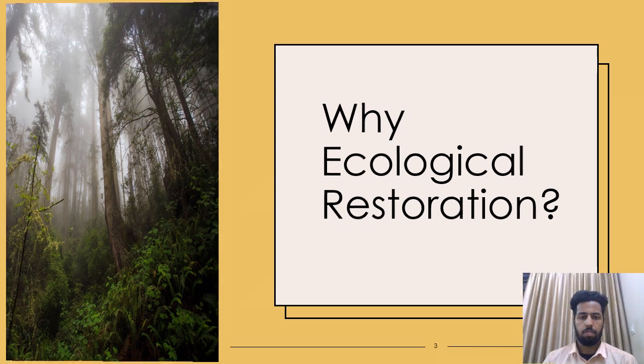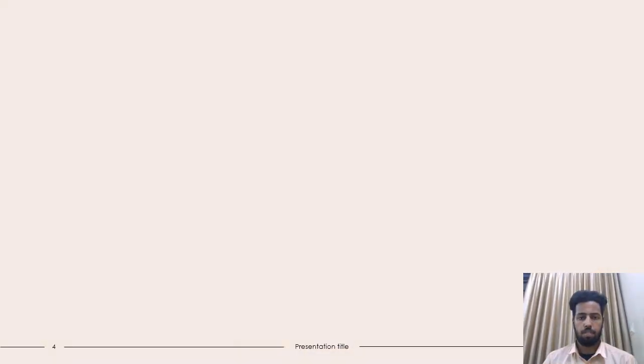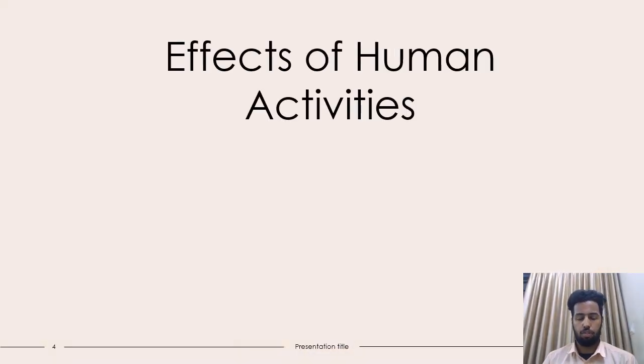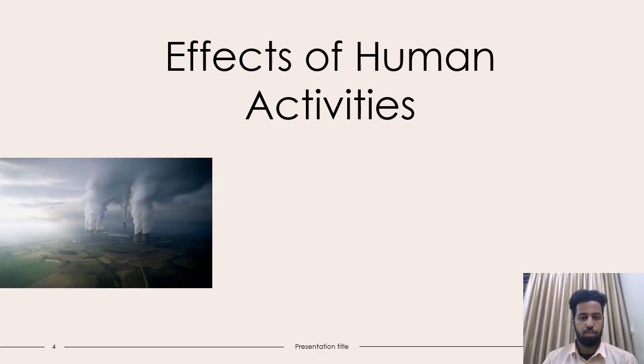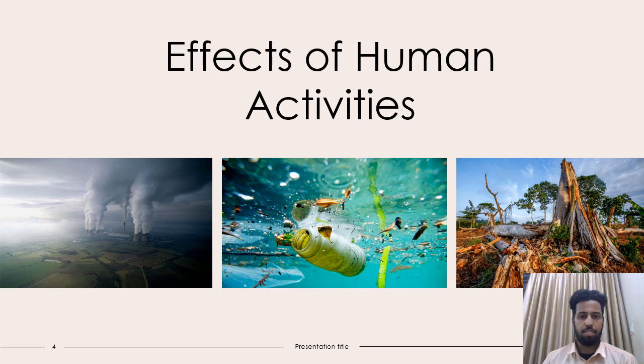So, let's look at some of the effects of human activities on nature. I'll show you some images here. As you can see, pollution leads to toxic gases in the atmosphere, which leads to global warming. Plastics cause pollution in the oceans, which leads to slow eradication of aqua life, and deforestation affects soil quality and wildlife.